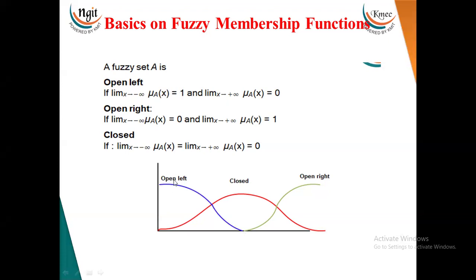Got it? Now, what is meant by open right? Here you have the starting point, but the ending point will be infinite. That is called open right. Now, what is closed? You will have both the limits, a left limit and a right limit. This is called the closed one. If you see here, the red color is closed: starting at 0, ending at 0. Blue color: starting at infinity, ending at 0. Open right: starting at 0, ending at infinity. So these are the different types of fuzzy sets: open left, open right, and closed.